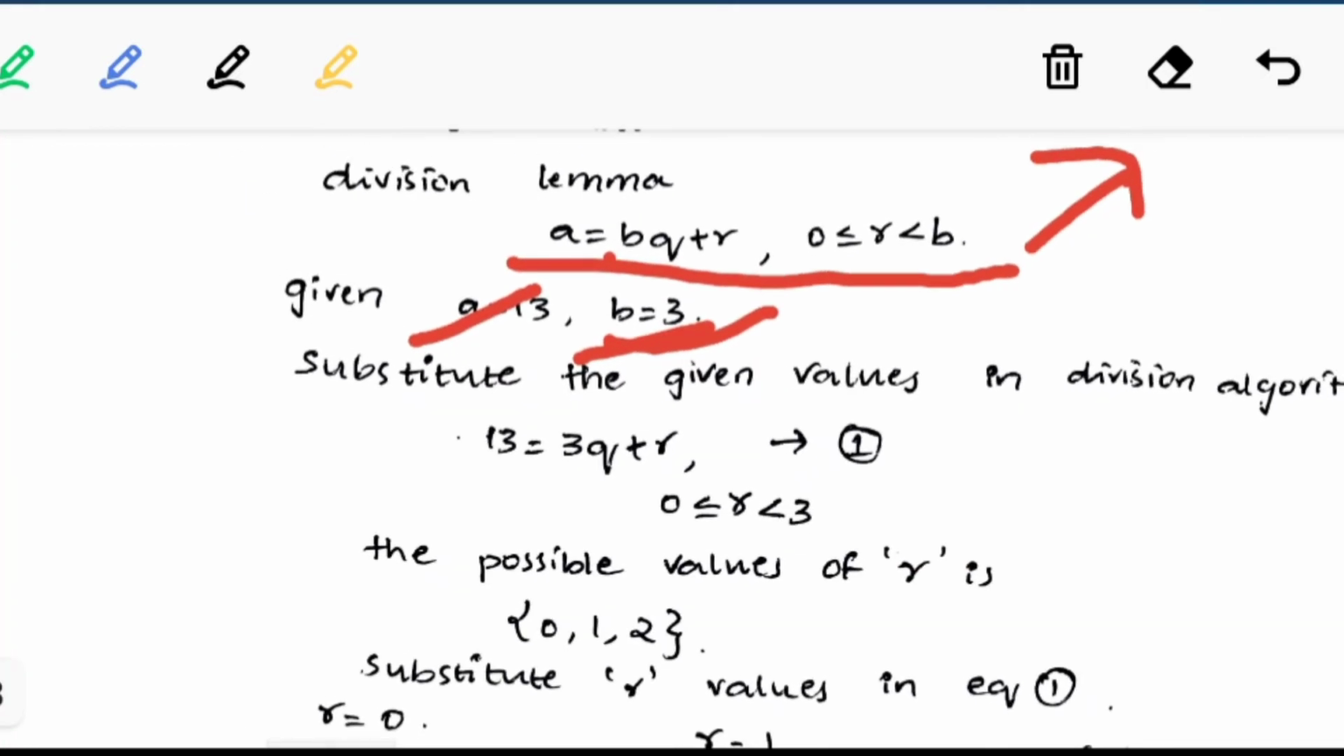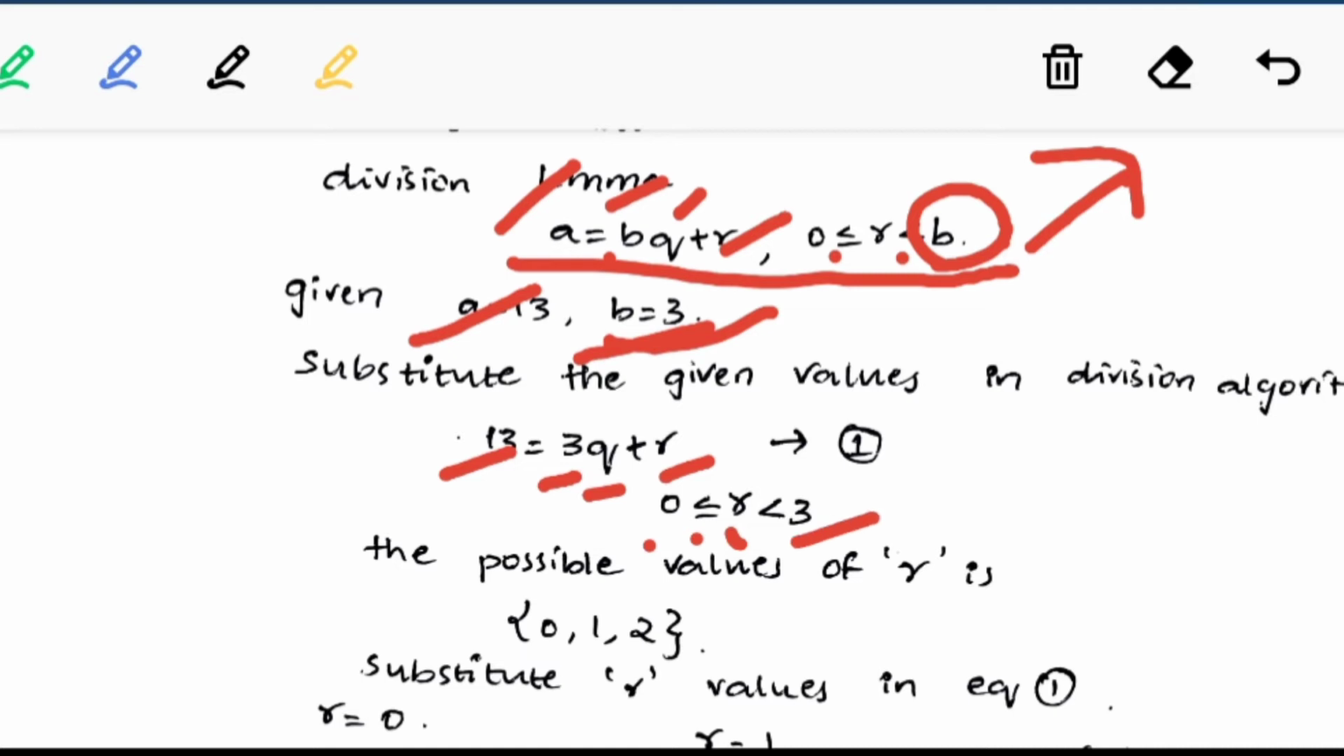See carefully. A equal to 13, so I have written 13. B equal to 3, so I have written 3. We don't know the values of q and r, so I kept q and r as they are. And the second statement is 0 less than or equal to r less than b. We don't know the value of r, so I kept it as it is. And what is the value of b? We know that the value of b is 3.